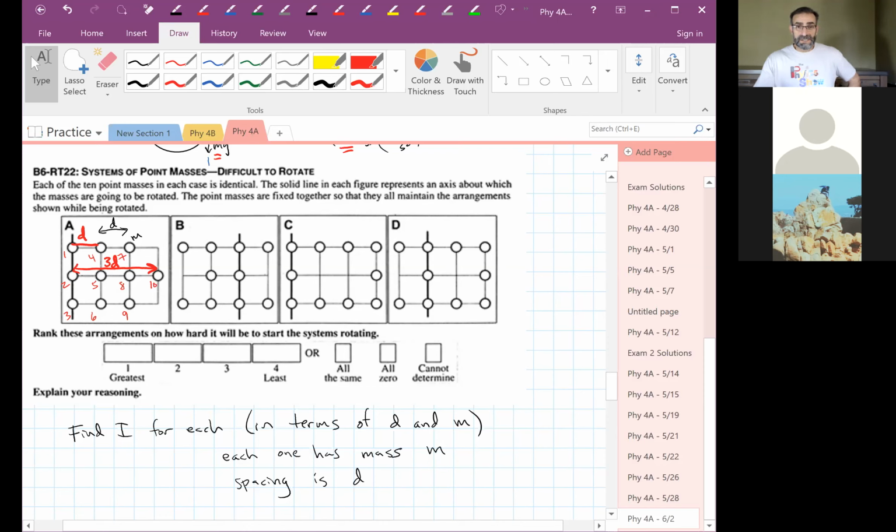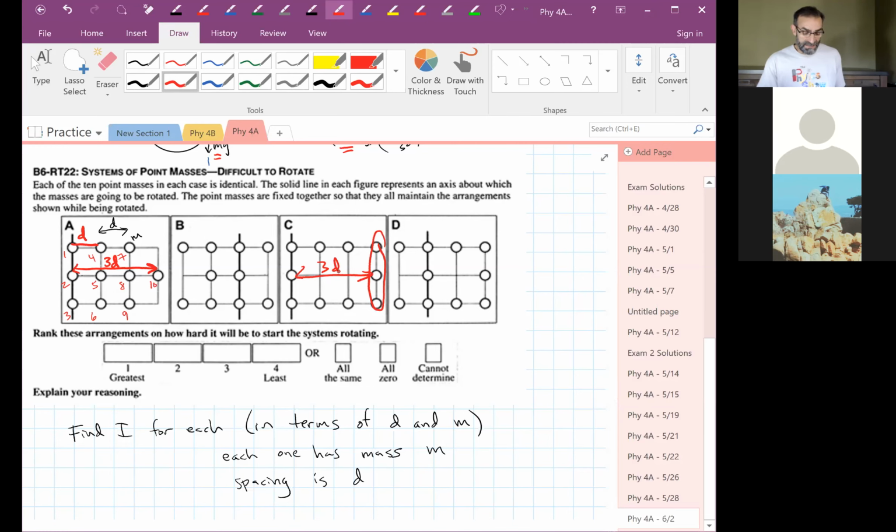Sometimes it's easiest to see the extremes. So C is going to be the largest one. We see that? It's got 3 masses. Look at that. 3 of them that are 3 away. That contributes a lot to the rotational inertia.